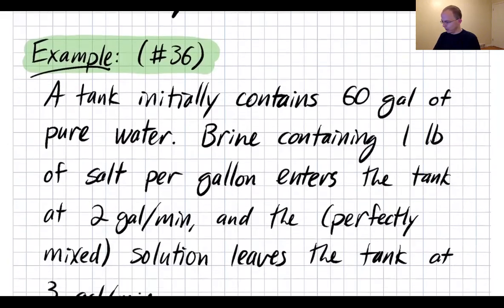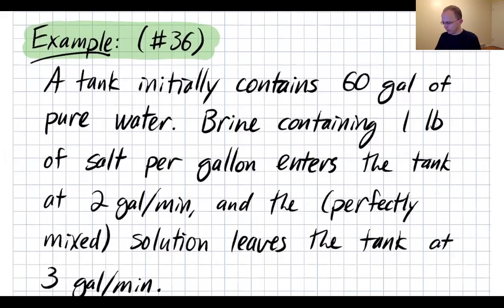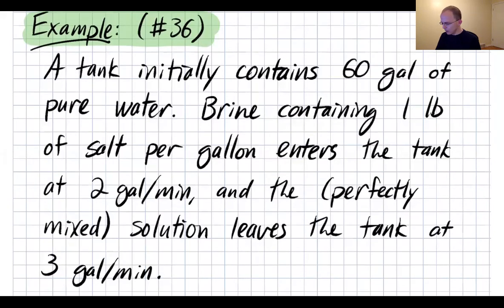So here's the example, exercise number 36 from the textbook. It says that a tank initially contains 60 gallons of pure water. So what does that mean? Initially, V naught will be 60. We'll write this down below, but just mentally keeping track of what this means. Pure water means that the initial concentration in the tank will be 0, right? There's no salt in the tank. And we are talking about salt here, by the way. Salt and water.